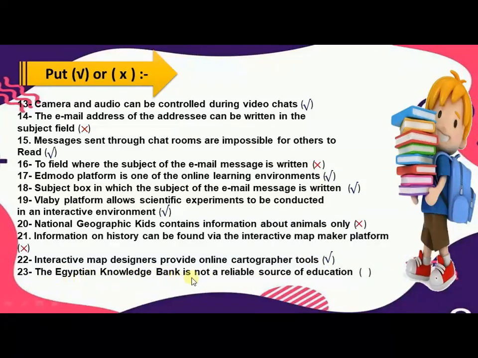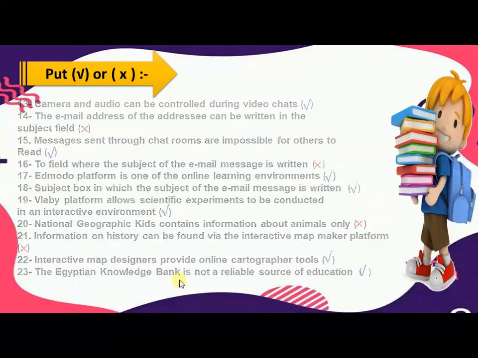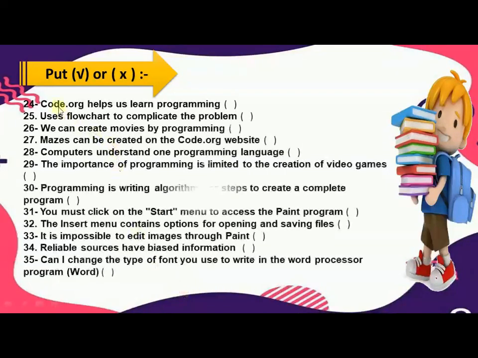The Egyptian Knowledge Bank is not a reliable source of education. True. Code.org helps us learn programming. True. Uses flowchart to complicate the problem. False. We can create movies by programming. True.